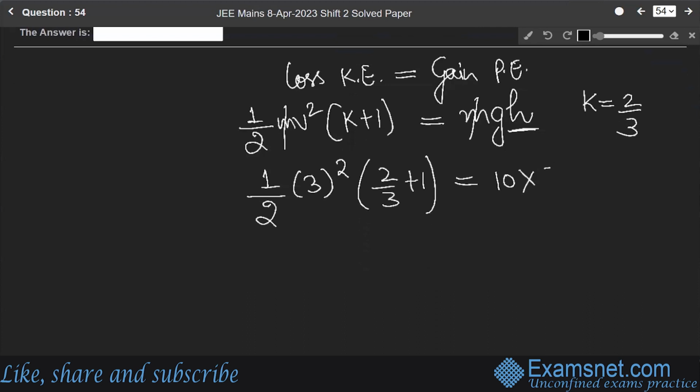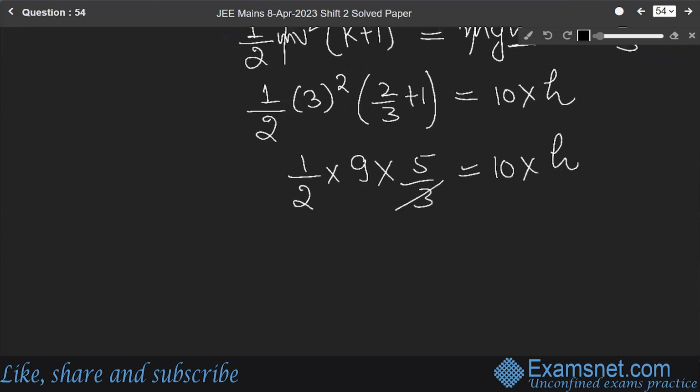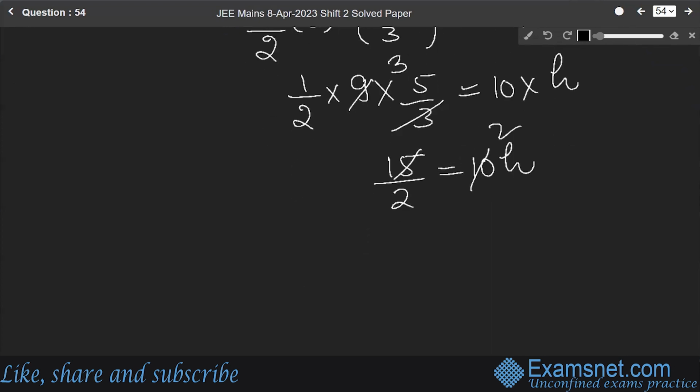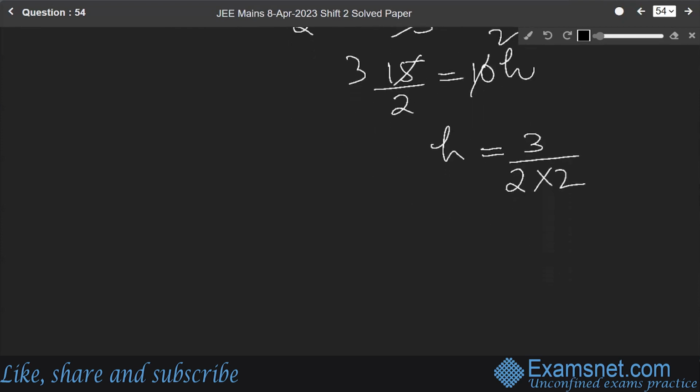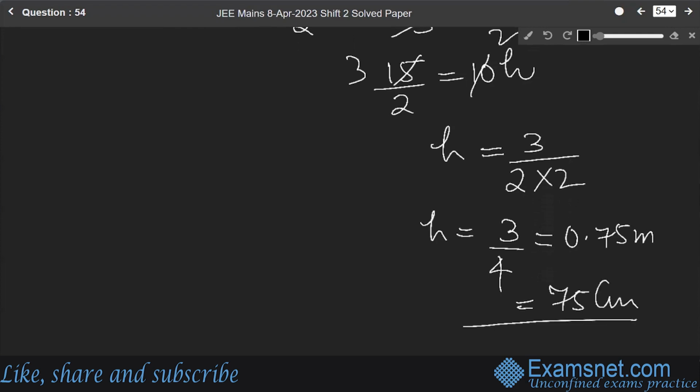So 10 into h. Solving it, we get 1 by 2, 3 into 3, 9 into 5 by 3 equals 10 into h. So we get 15 by 2 equals 10h. 5 2s are 10, 5 3s are 15. So h will be equal to 3 by 2 into 2, so h equals 3 by 4, which is 0.75 meter, or we can say 75 centimeter.